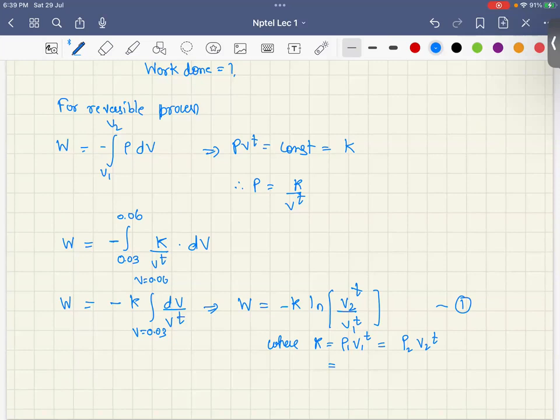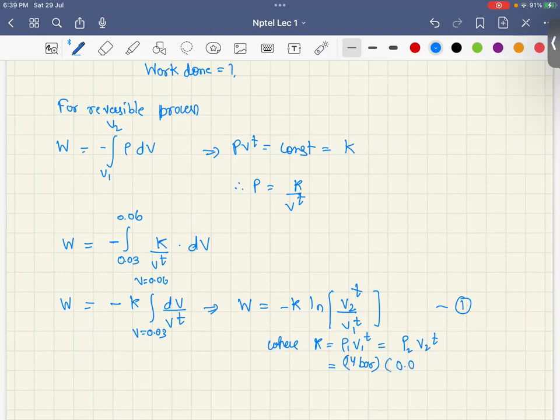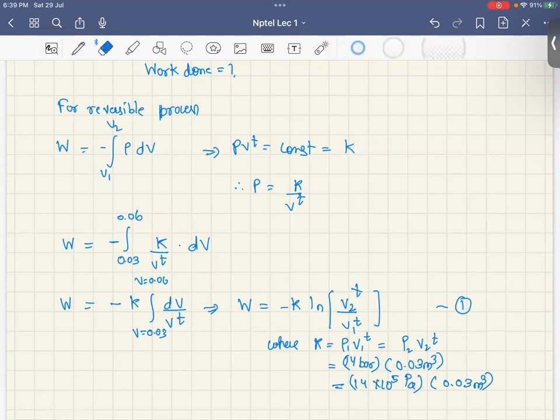So what is P1? We have been given initial pressure as 14 bar. So 14 bar multiplied by initial volume of 0.03 meter cube comes out to be 42000 joules, right? Or if you want me to simplify, 14 bar is nothing but 14 into 10 raised to power 5 Pascal multiplied by 0.03 meter cube. Therefore, K comes out to be 42000 joule, right?